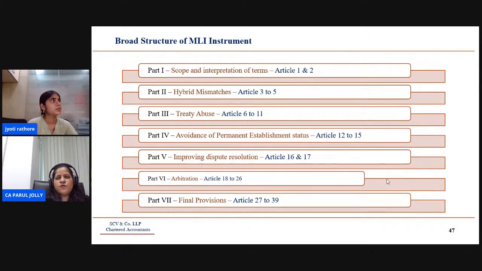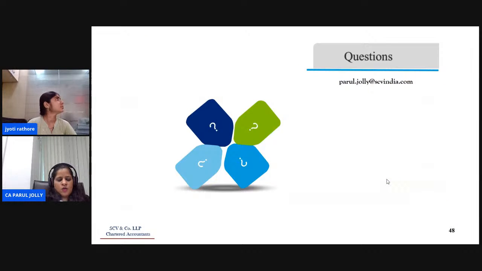So going forward, once all the countries sign MLI, deposit their instrument of ratification for all the covered tax agreements, when we give benefit of a treaty provision, we'll have to actually read those MLI provisions along with the treaty provision. If we don't do that, then there will be not correct interpretation of law, and we might end up doing a wrong interpretation if we ignore MLI. So this is all about today's presentation.